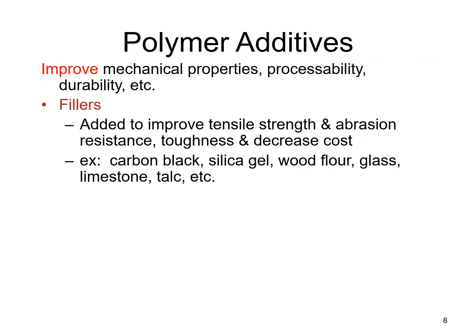Now, we are discussing polymer additives. The reason why we have polymer additives is to improve the mechanical properties, processability, and durability of polymer. Unlike metal, where we use heat treatment and add alloying elements, for polymer the route to improve or enhance is through adding fillers. Fillers are added to improve the tensile strength, abrasion resistance, and toughness, and to decrease cost. Examples are carbon black, silica gel, wood flour, glass, limestone, talc, and so on.